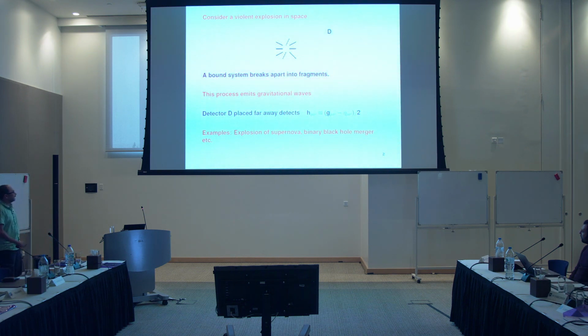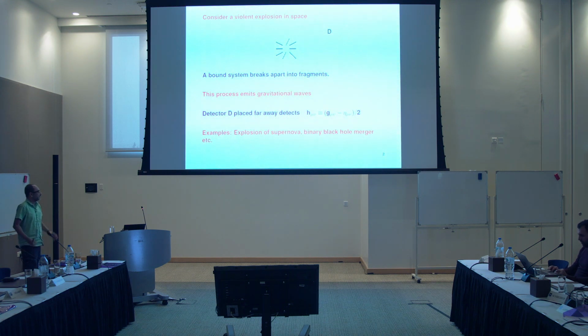And the kind of processes that I have in mind here are, for example, explosion of supernova, where a star explodes into fragments, or we can have something like a binary black hole merger, where a system of 2 black holes, which we think of as a one bound system, just explodes into one remnant black hole and a bunch of gravitational waves.